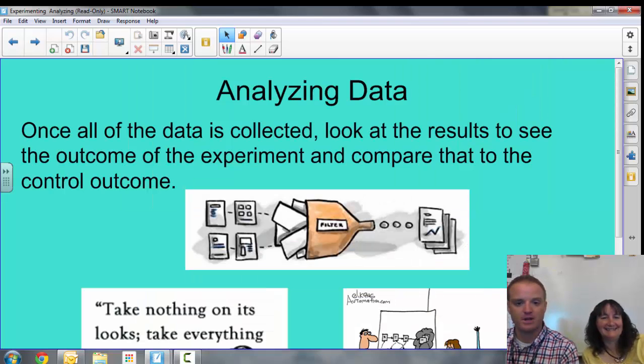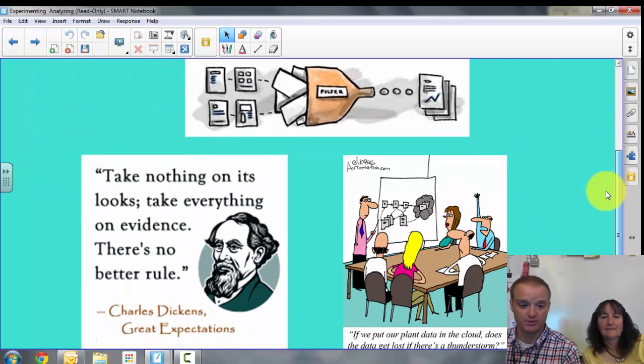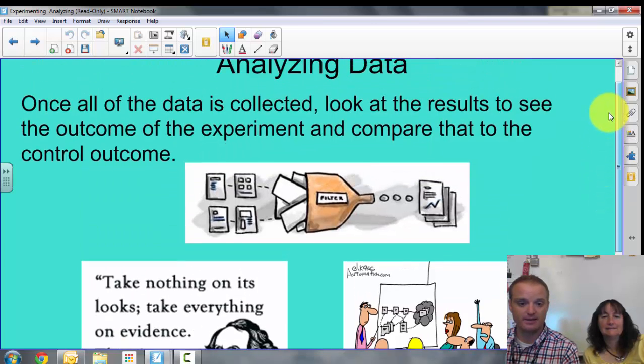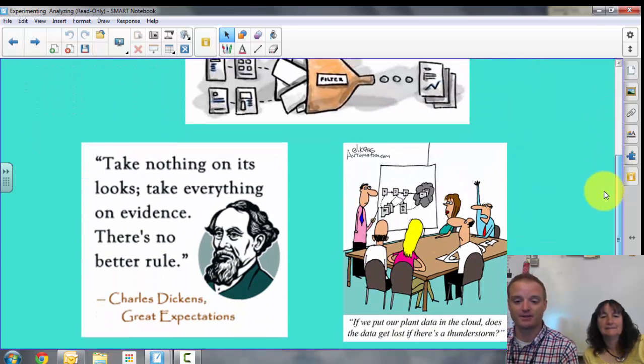When we're analyzing data, what we're doing is looking at those numbers. What does it all mean? Once all the data is collected, look at the results to see the outcome of the experiment and compare that to the control outcome. Is there a difference? Is everything the same? Are there differences we can look at? And the next step is maybe drawing some conclusions. Those are just a couple of highlights about analyzing data and what that means.